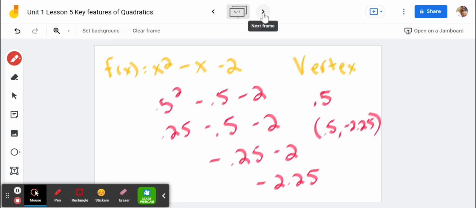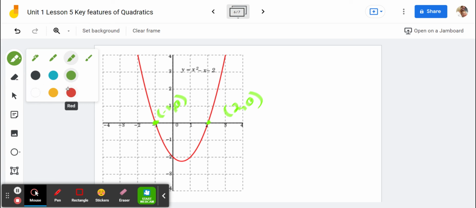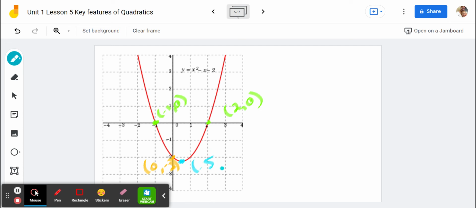Now, they're easiest to look at and find over here on the graph. So I'm going to label some points here. We have an x-intercept, which was negative 1, comma 0. We had another one over here, which is 2, comma 0. Then we have a y-intercept right here, on the y-axis, which was 0, comma negative 2. And then we have my vertex down here, which was easier to find because this doesn't look that easy to find. And that was 0.5, comma negative 2.25.